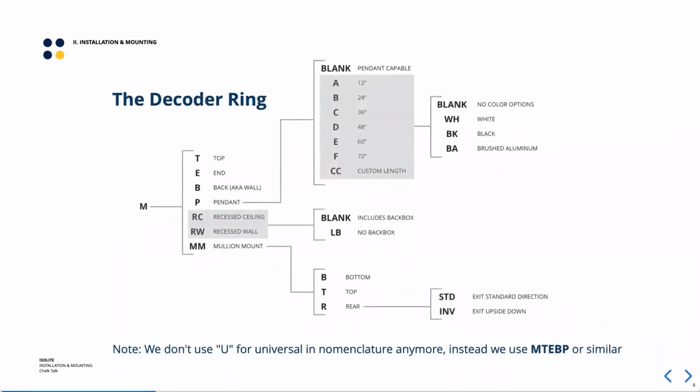The decoder ring, I think, is important. This is what you're going to see in, I think, almost every product we have that has any sort of configurable mounting options, and even some that don't. Everything begins with an M, and then you're going to find one or multiple of the second column here: TEBP for top, end, back, pendant; RC for recessed ceiling; RW for recessed wall; MM for mullion mount. In some of those options, there are downstream decisions that you have to make.